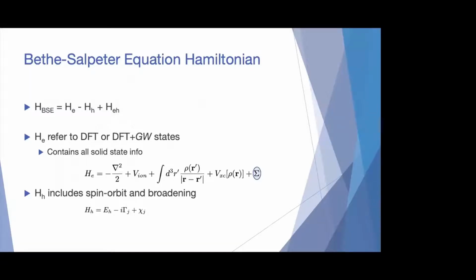The next piece, of course, is to describe the core hole that's left behind, which is a bit simpler of a term, but importantly includes spin orbit splitting. So if you're talking about an L2-3 edge, then it's important to include the splitting of the 2p3/2 and 2p1/2 states.